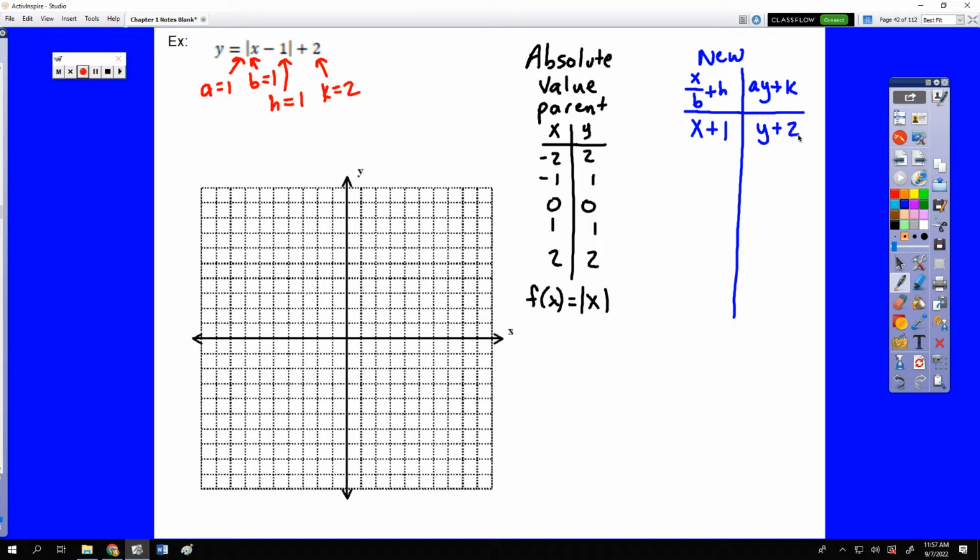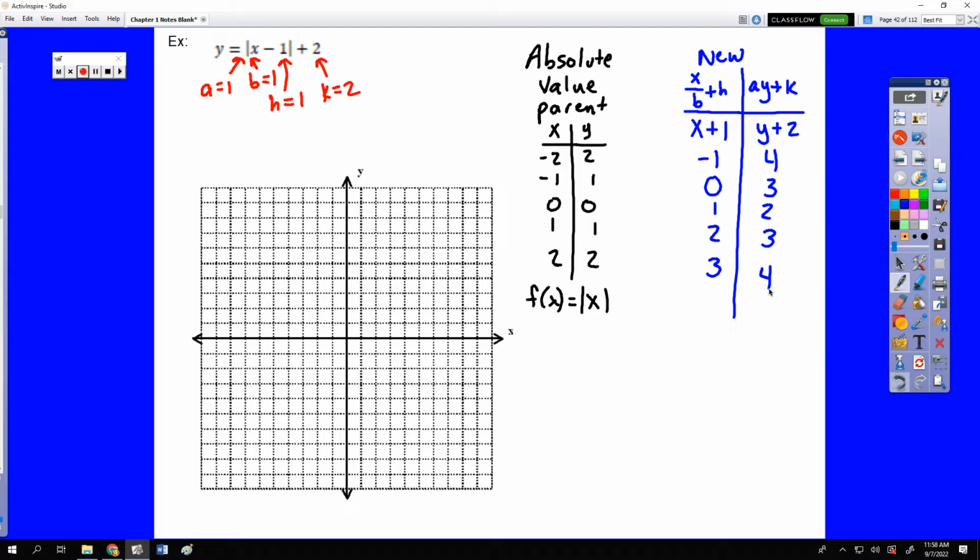So our new X values, each X value from the previous table would have 1 added to it, which would result in the numbers negative 1 through positive 3, because negative 2 plus 1 is negative 1, negative 1 plus 1 is 0, etc. And for the y's, we're going to add 2 to each of those values. 2 plus 2 is 4, 1 plus 2 is 3, 0 plus 2 is 2, etc.